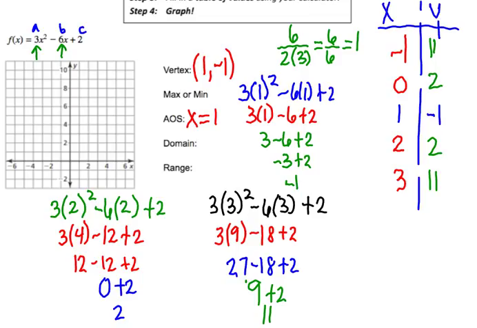So I start with my vertex, 1, negative 1. Then I went 2, 2. Then I went 3, 11. 1, 2, 3, 4, 5, 6, so 11's right there. And then I know these guys are in the same matching spots. And then from here we can just connect.